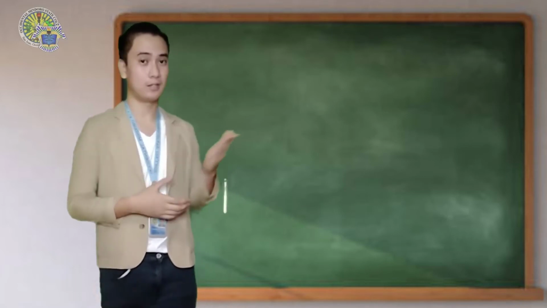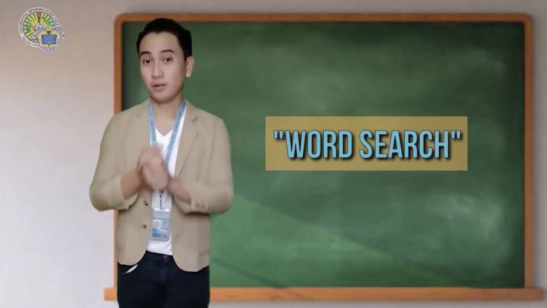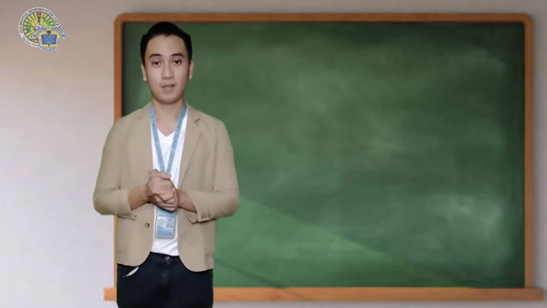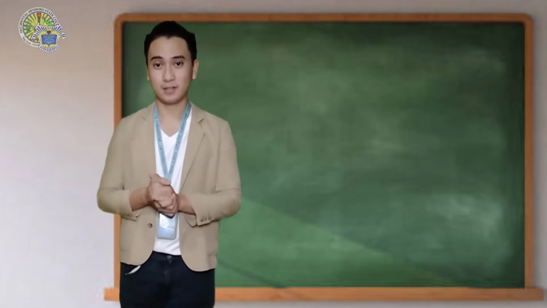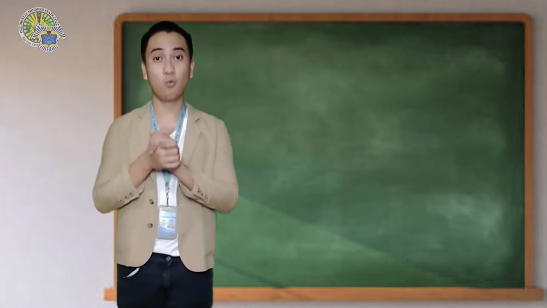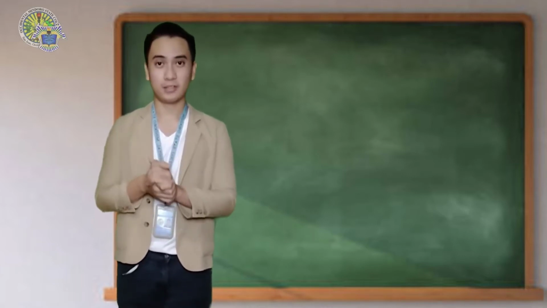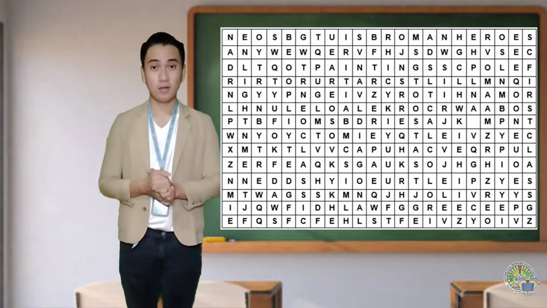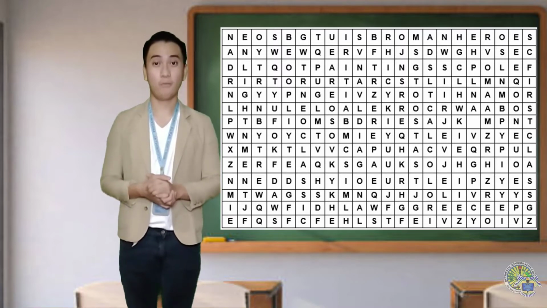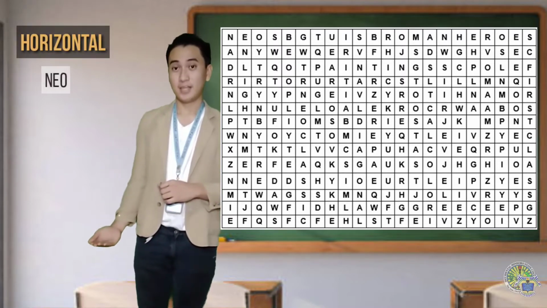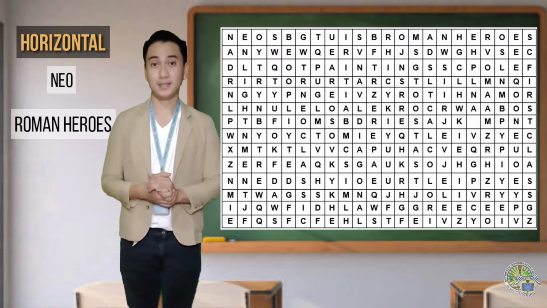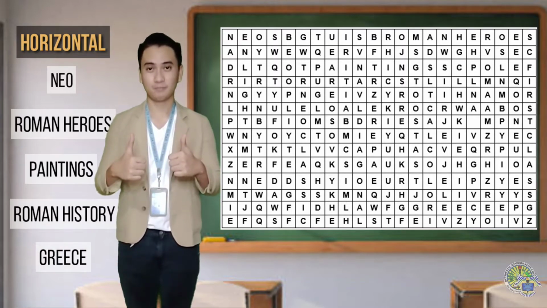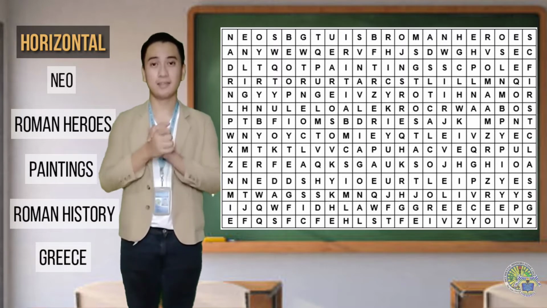This activity is called word search. What we are going to do is find words that may be familiar and not familiar to you, but these words are connected with our topic. You have 15 seconds each to find those words. Are you ready? Okay, let's start. Now, these are the words that we are going to find. For horizontal, we have Neo, Roman heroes, paintings, Roman history, and Greece. Are you ready? Okay, timer starts now.